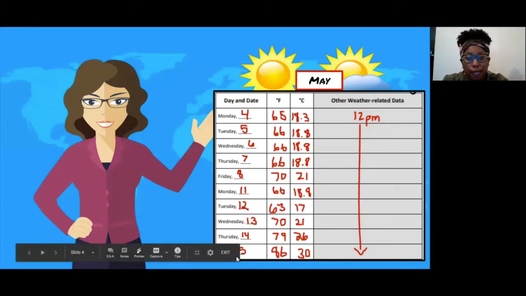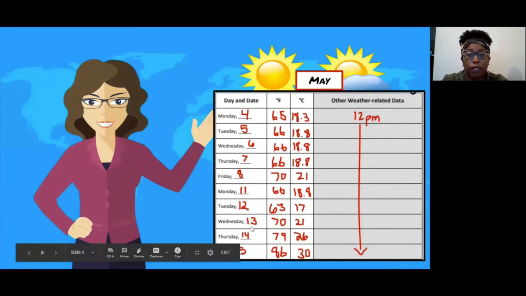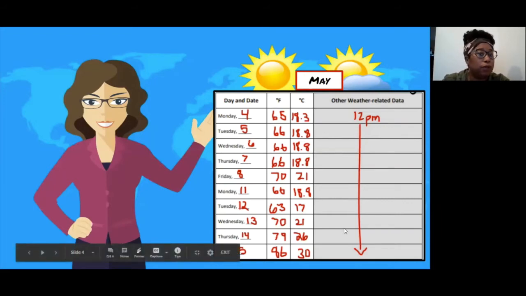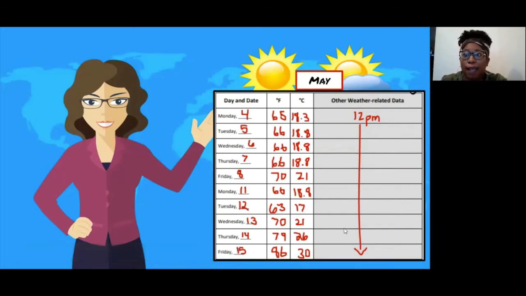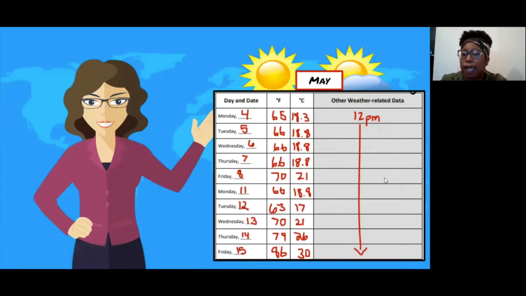Yeah, you see the day and date, not to include weekends. So it runs from Monday to Friday in week 1, and then Monday to Friday again in week 2. What else do you see? Oh, Fahrenheit and Celsius. For this lesson, we're only going to deal with Fahrenheit. Anything else you notice? Yeah, that the temperature was taken at the same time each day. The temperature was taken at 12 o'clock noon each day.